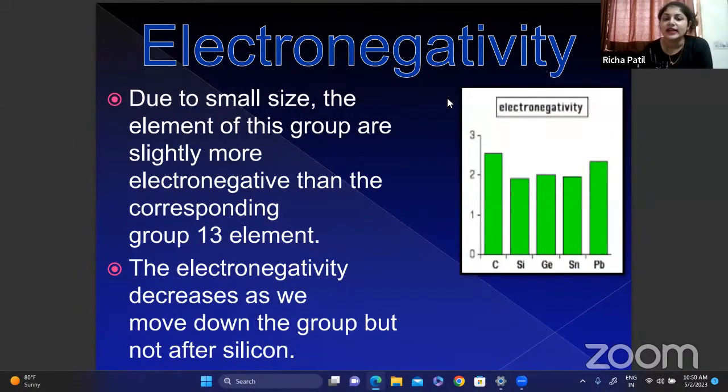Then electronegativity. Due to the small size, the elements of this group are slightly more electronegative than the corresponding group 13 elements. You know, as you go across the period, what will happen to atomic size? It goes on decreasing, right? Because of this reason, the electronegativity will be slightly more because of the small size as compared to group 13. So electronegativity decreases as you go down the group.